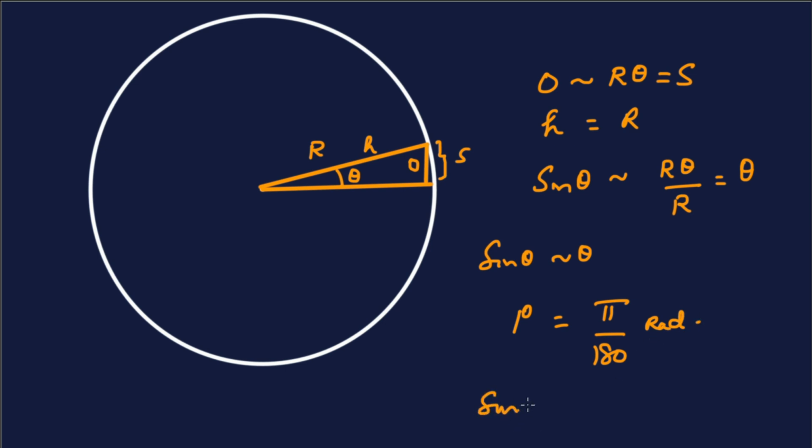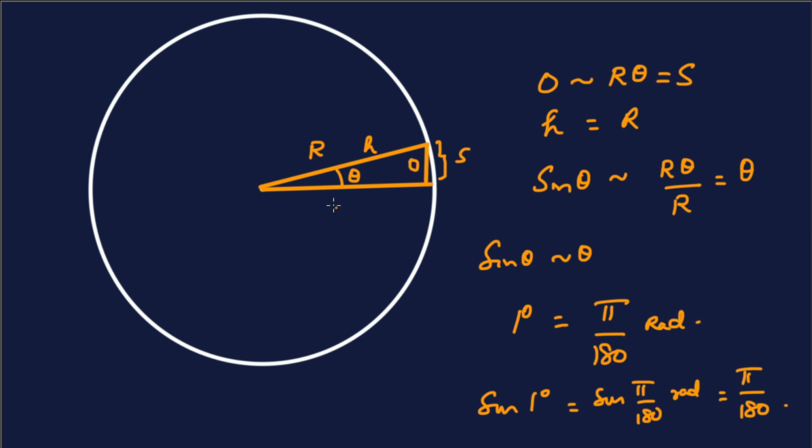And so sine 1 degree, which is equal to sine pi by 180 radians, is approximately pi by 180. That's because pi by 180 is a small angle. So you can do this only in radians.